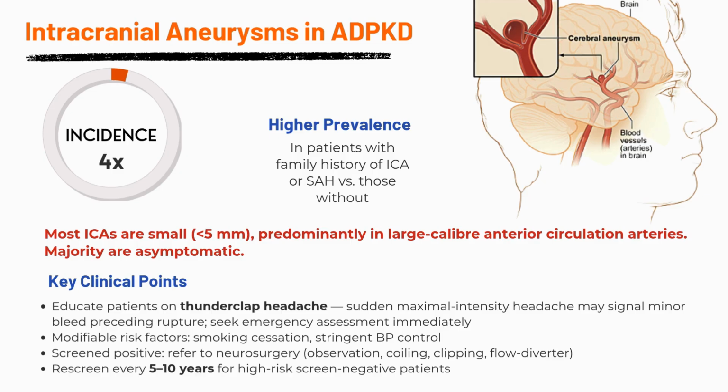If an aneurysm is detected, management should involve multidisciplinary team care. Options include observation, endovascular coiling, surgical clipping, and flow diverters, depending on size and location.